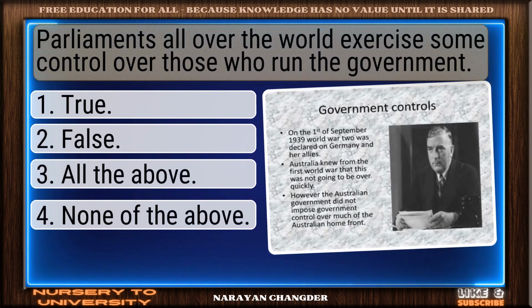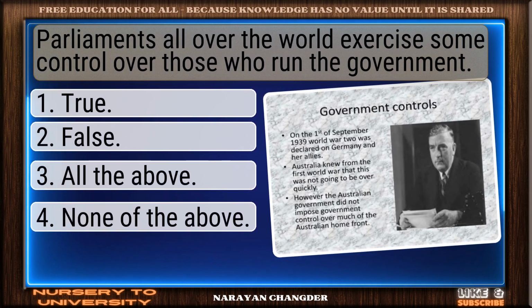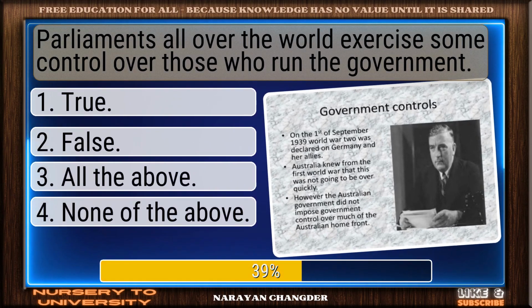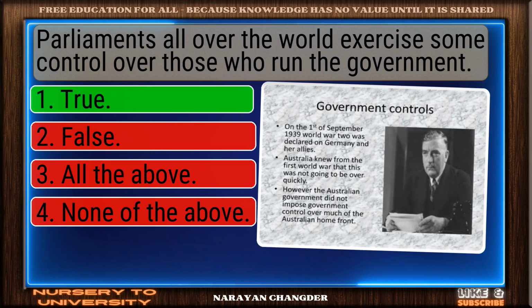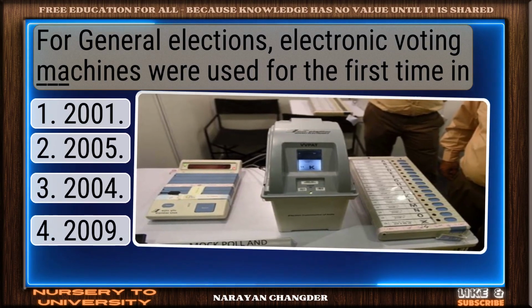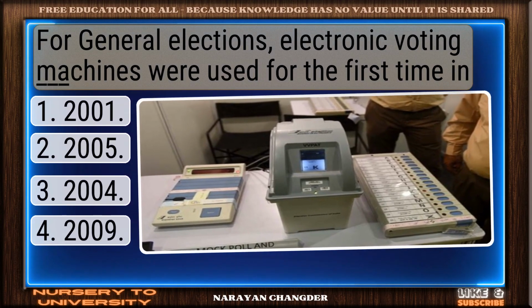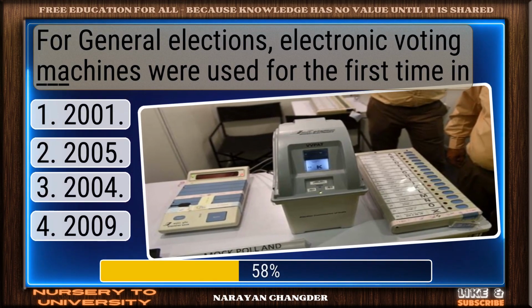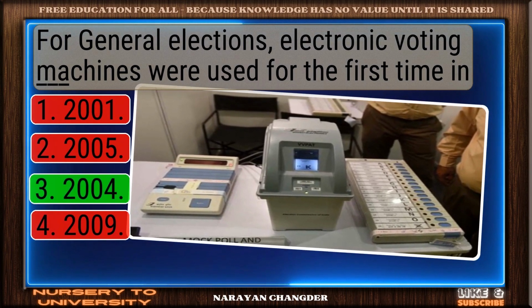Question number 35. Parliaments all over the world exercise some control over those who run the government. Perfect. True is the correct choice. Question number 36. For general elections, electronic voting machines were used for the first time in dash. On track. 2004 is the correct answer.